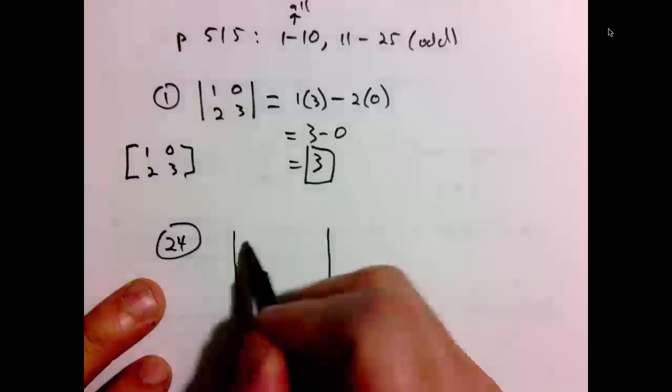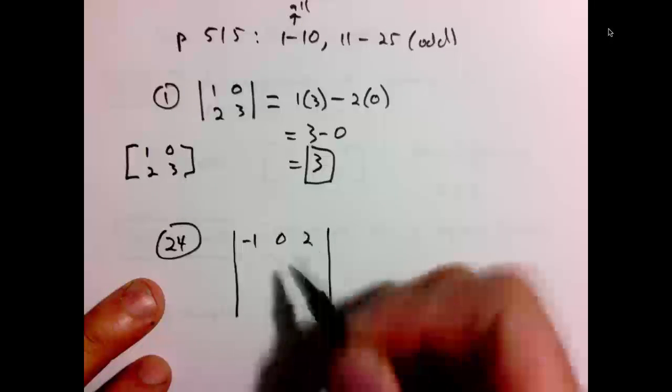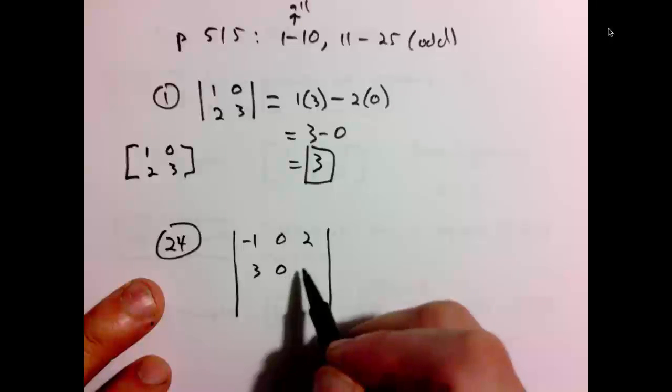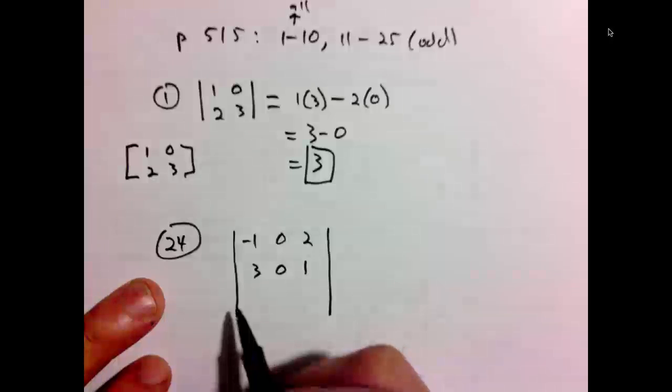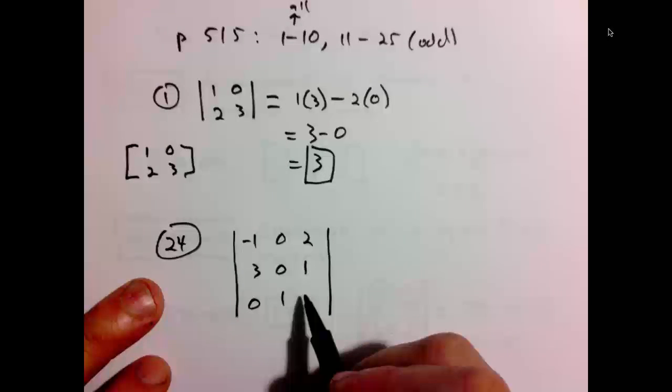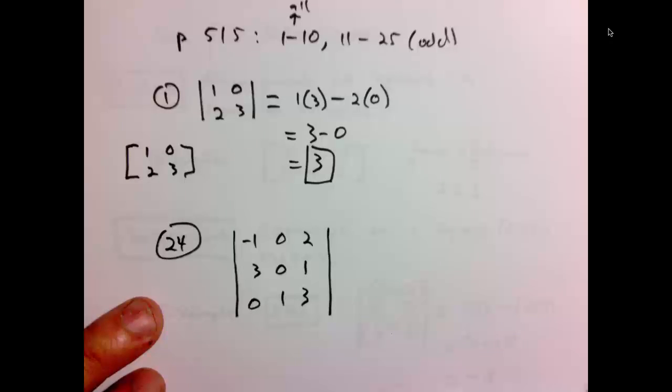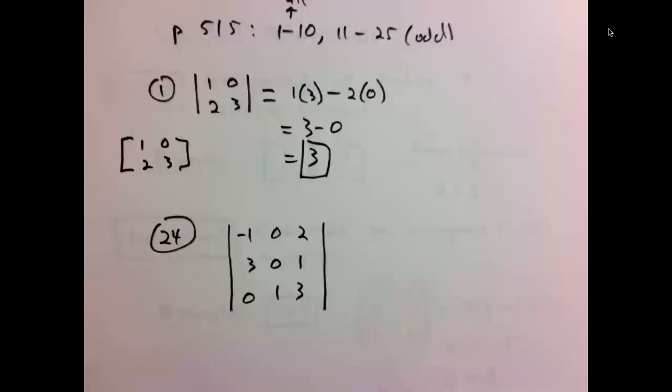24 says -1, 0, 2, 3, 0, 1, 0, 1, and 3. Okay. It says to use method 1. The book introduces a couple of methods. I'm just showing you this one particular method. I think it works just fine.